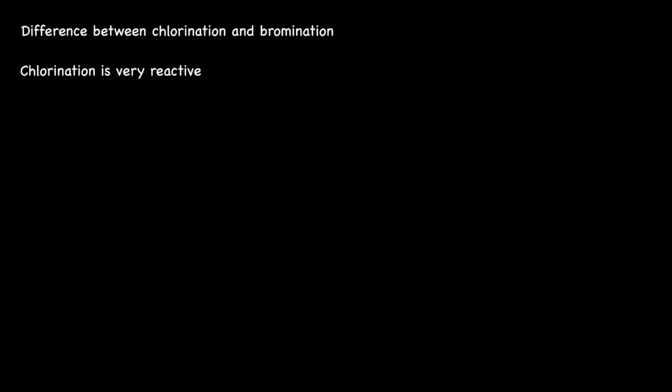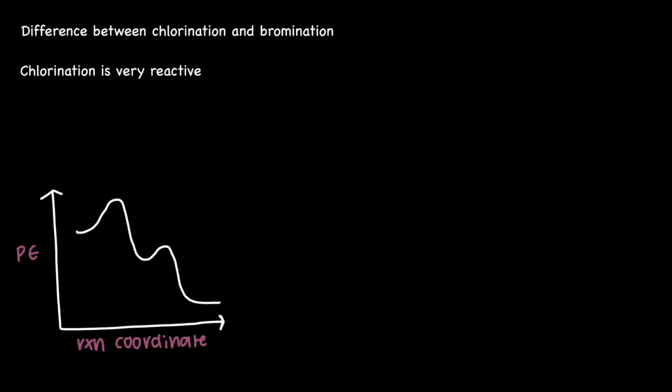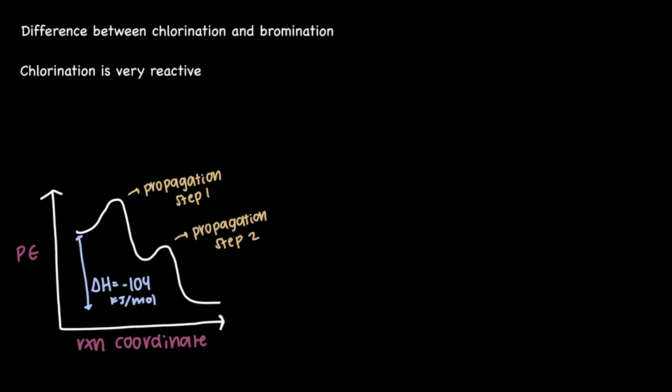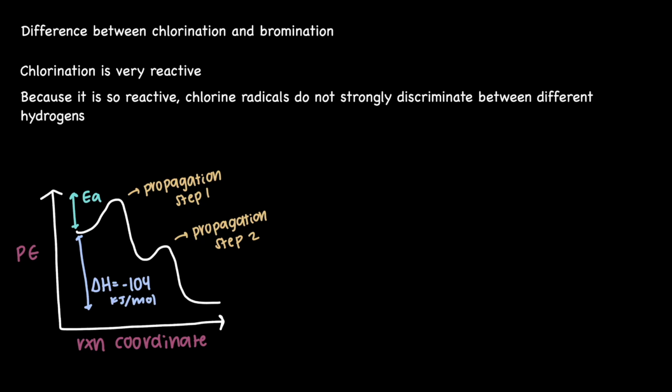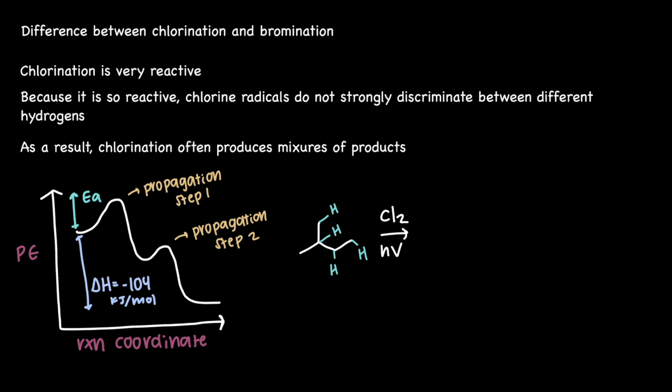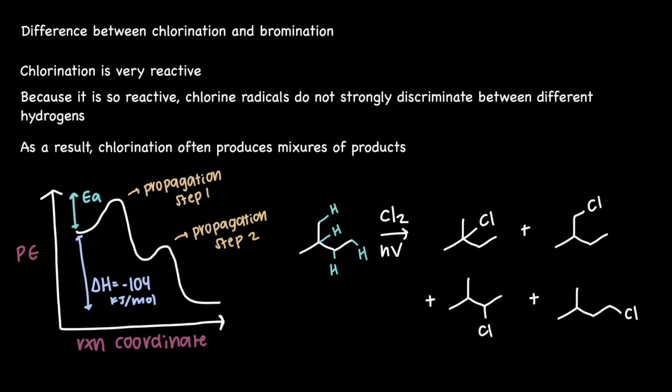Chlorination is very reactive. In its energy diagram, chlorination's 2 propagation steps are both exothermic. The activation energy for the first step is very small, meaning the reaction can begin very easily and happens fast. Because it is so reactive, chlorine radicals do not strongly discriminate between different hydrogens. Even though a tertiary carbon is technically preferred, chlorine reacts so violently that it often just strikes whatever hydrogen it hits first. As a result, chlorination often produces complex mixtures of products.